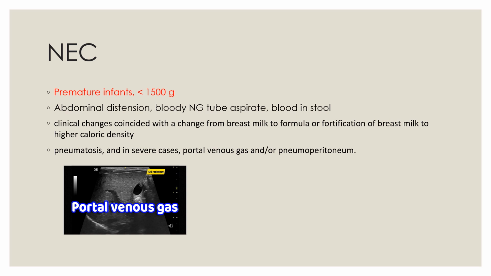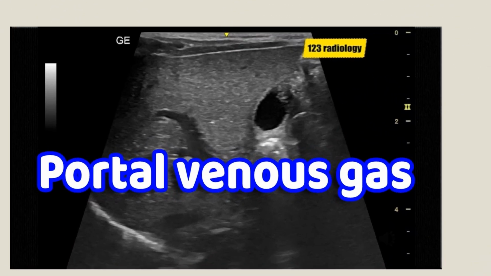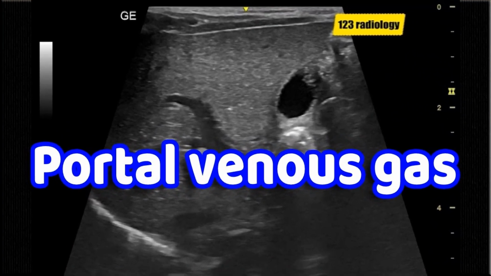Now, what is necrotizing enterocolitis? The main risk factor for necrotizing enterocolitis is a premature infant whose birth weight may also be low. Okay, there is usually abdominal distension, bloody NG tube aspirate, blood in stool. Okay, and the clinical changes coincide with the change from breast milk to formula or fortification of breast milk to high calorie density. Next day, you can see pneumatosis, in severe cases, portal venous gas or pneumoperitoneum. Pneumoperitoneum when there is a perforation. This is the portal venous gas.